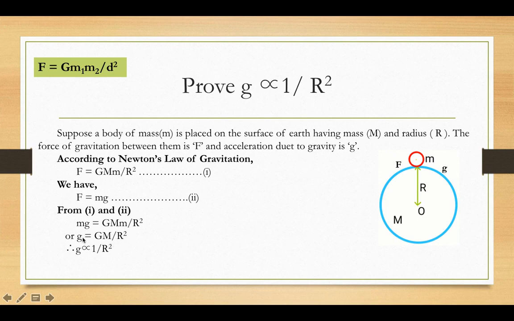Here capital G is constant, and M, the mass of Earth, is also constant. Equal and constant means the sign of proportion. So nothing is left but 1 by r squared. In this way, this relation is proved.